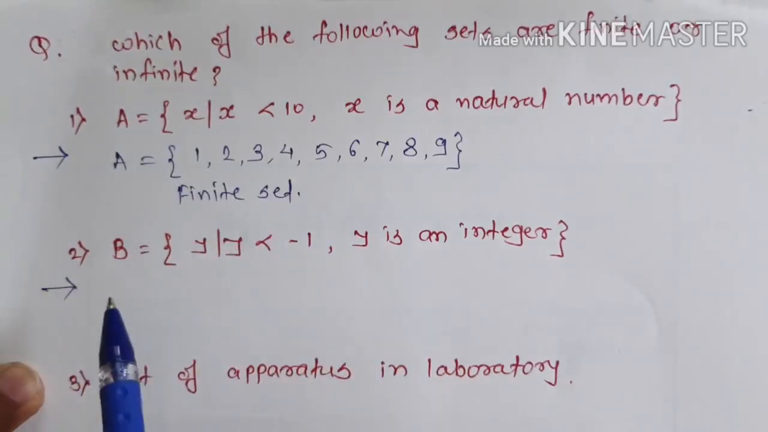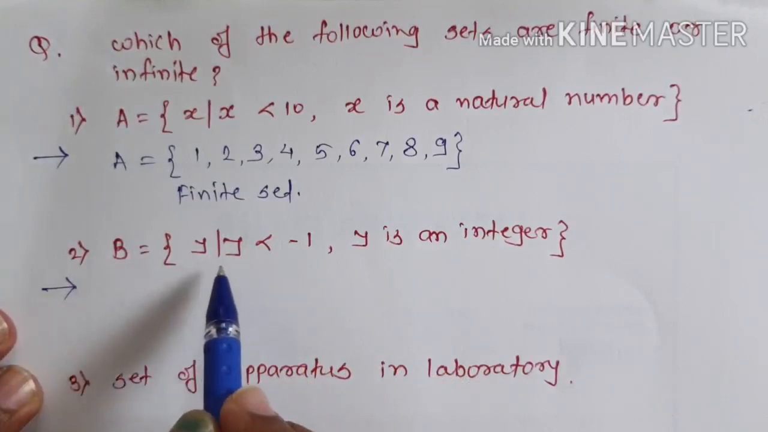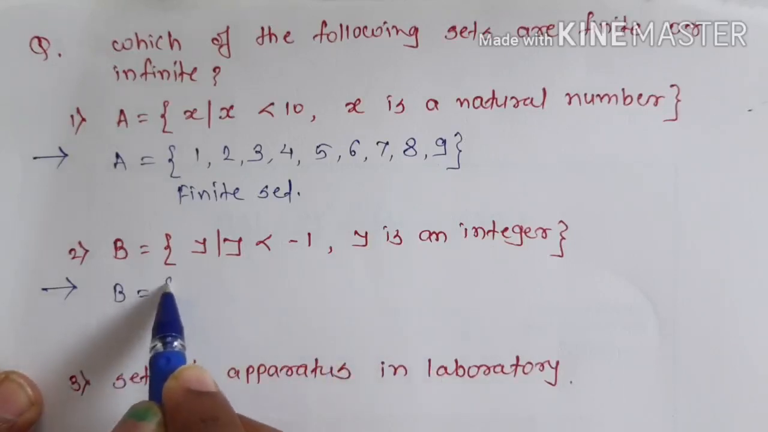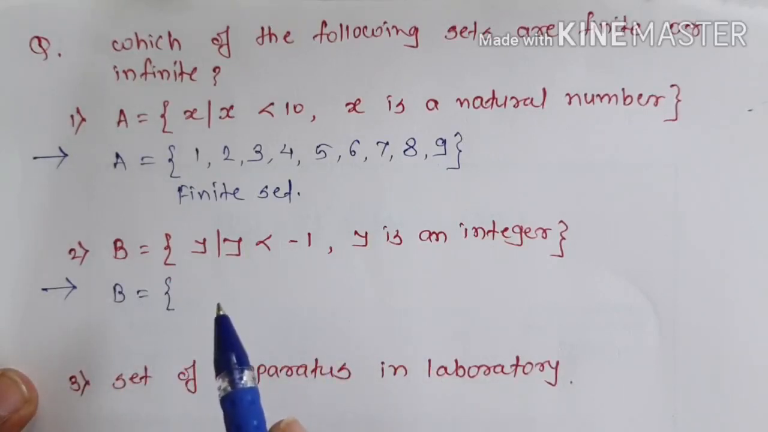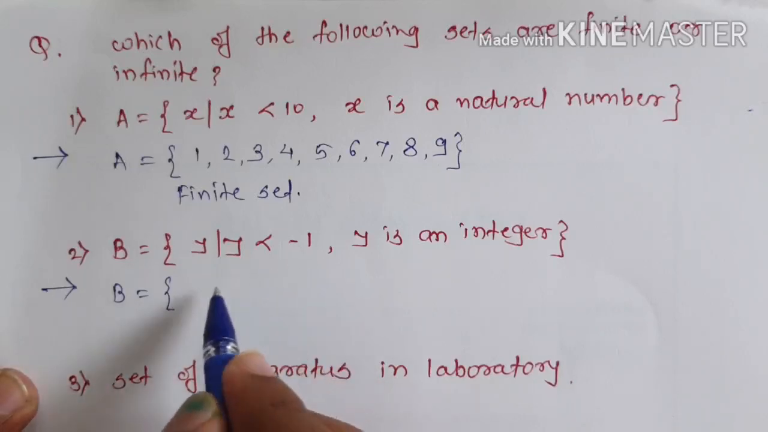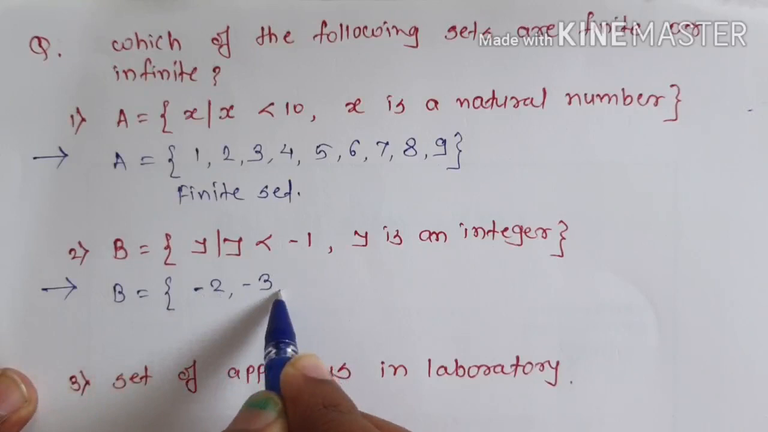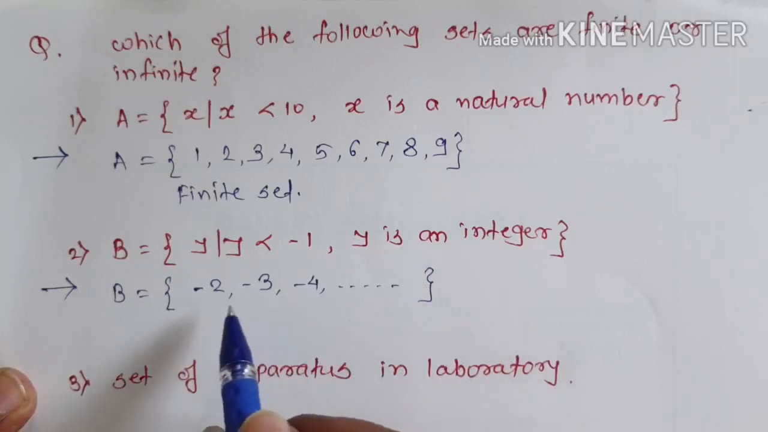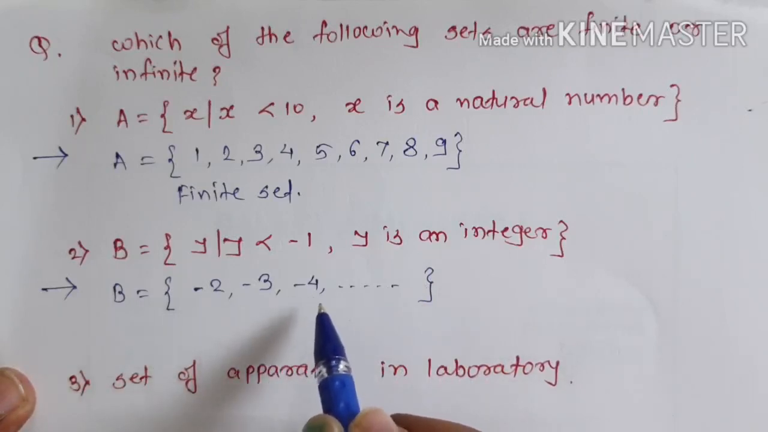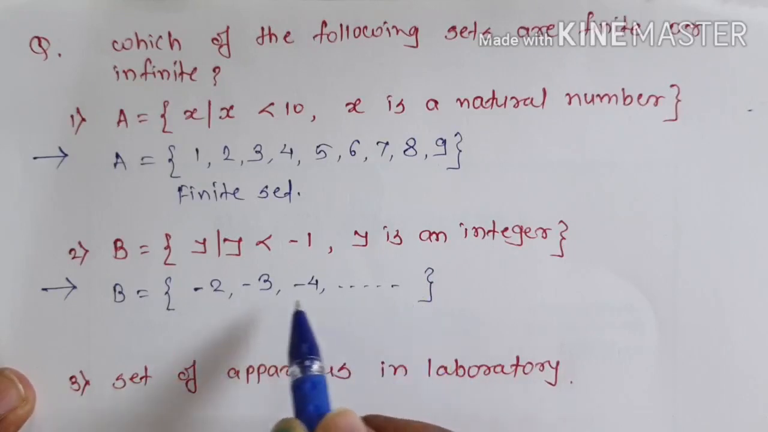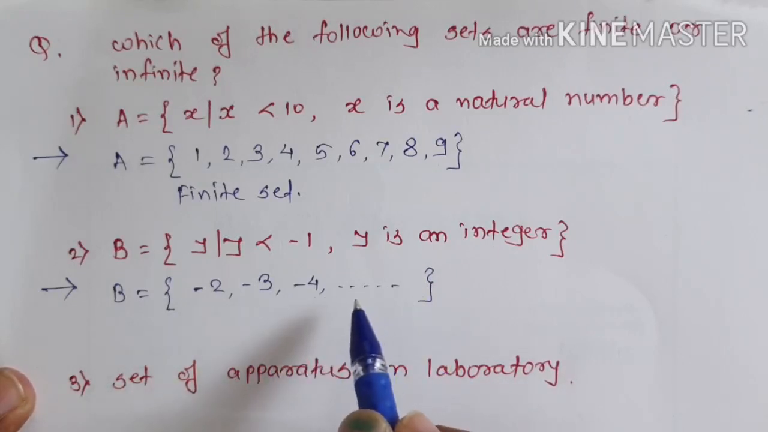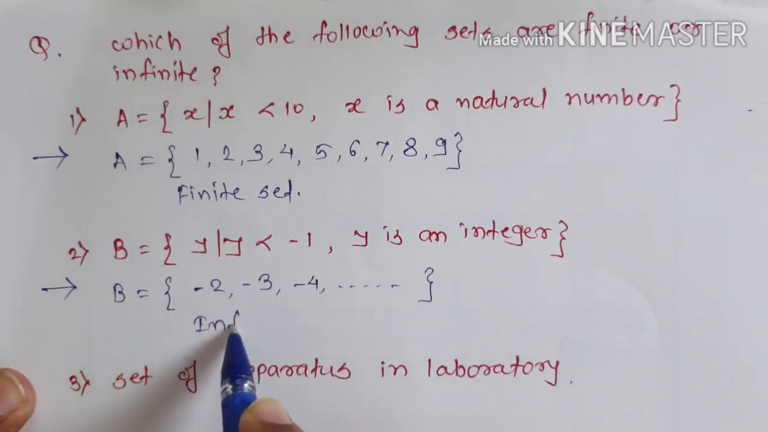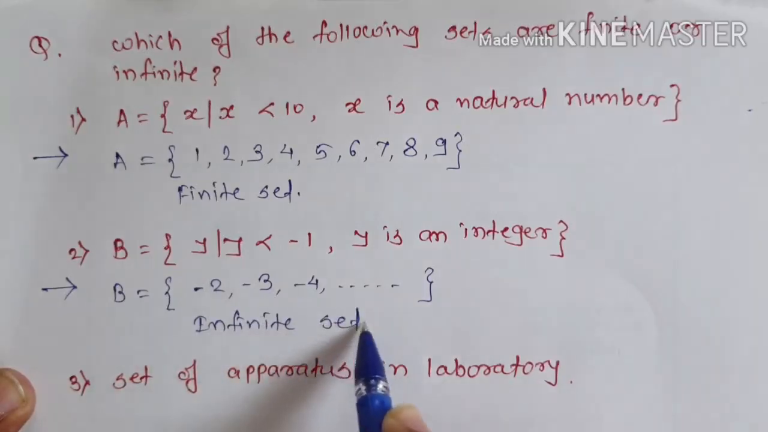Now the second problem. We want set B such that y is less than -1 and y is an integer. So in set B we have to collect all the integers which are less than -1. We can count them as -2, -3, -4 and so on. As we can observe, these elements are unlimited and we cannot count them. That's why set B is an infinite set, as the elements in set B are uncountable.